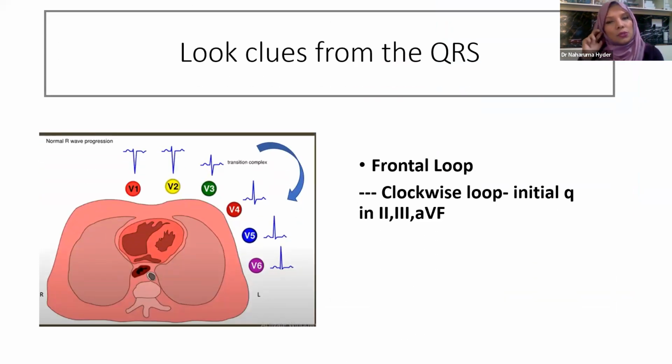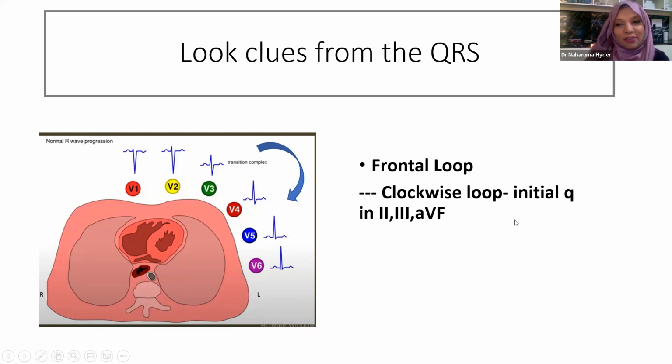And we get some clues from the QRS, where we use the terms clockwise loop and counterclockwise loop. It depends upon the ventricular mass and the electrical current that travels through the mass. What we have seen is that the RV has less mass and the LV has more mass, so we get a small r, and the R is in progression, and in V3 and V4 there is equiphasic R and S. This is called sudden transition, and this transition happens clockwise. So this is called a clockwise loop.